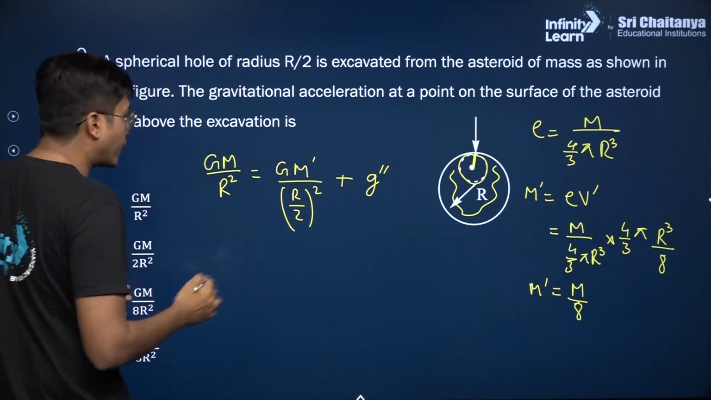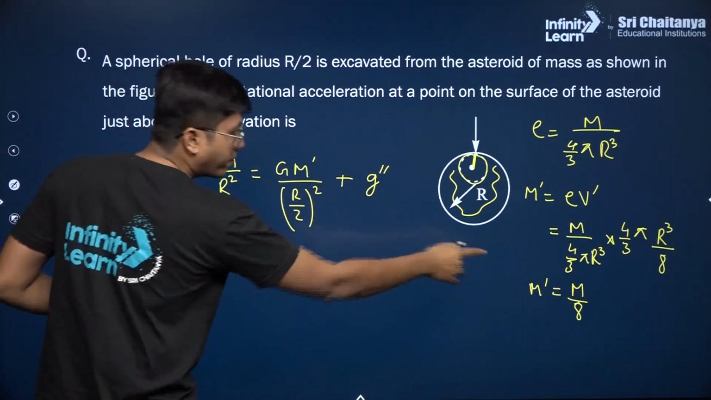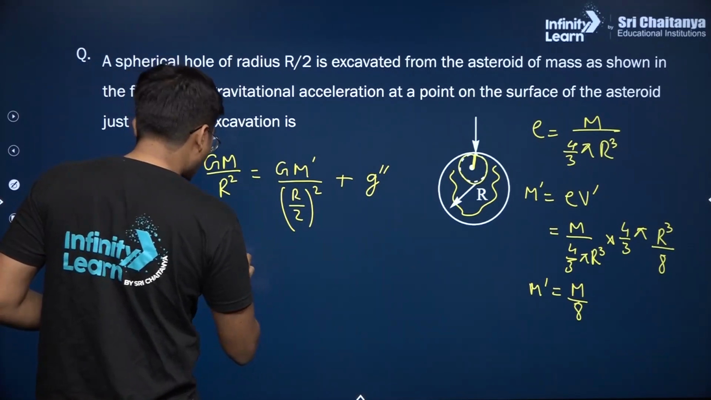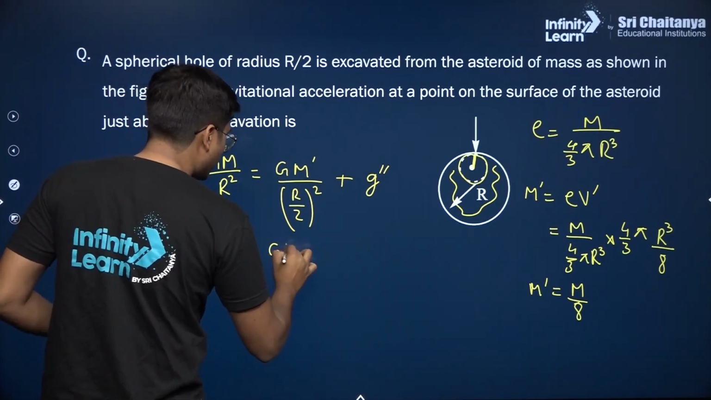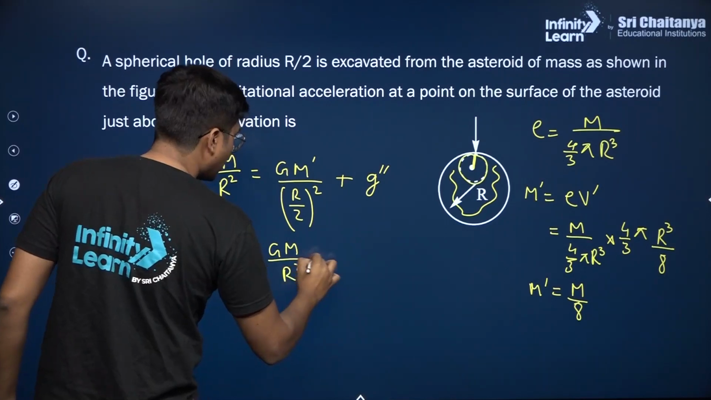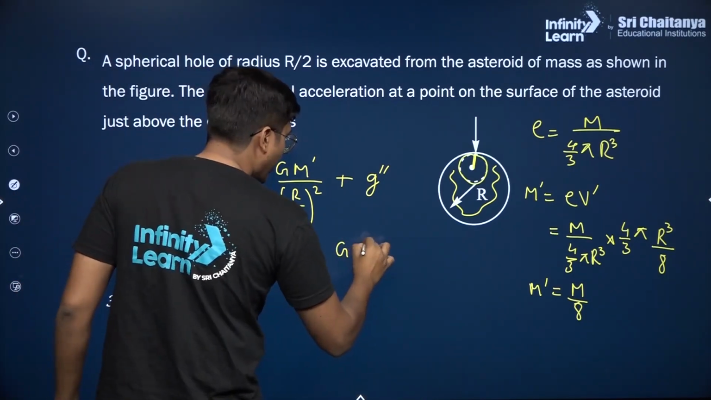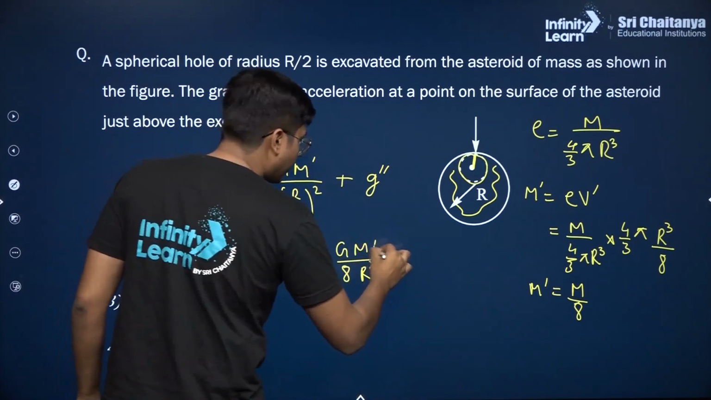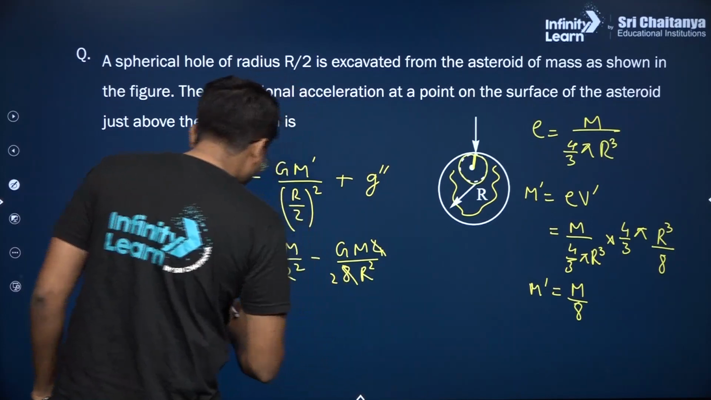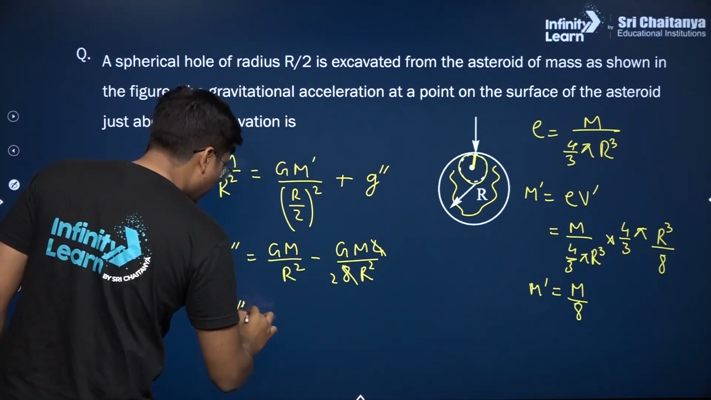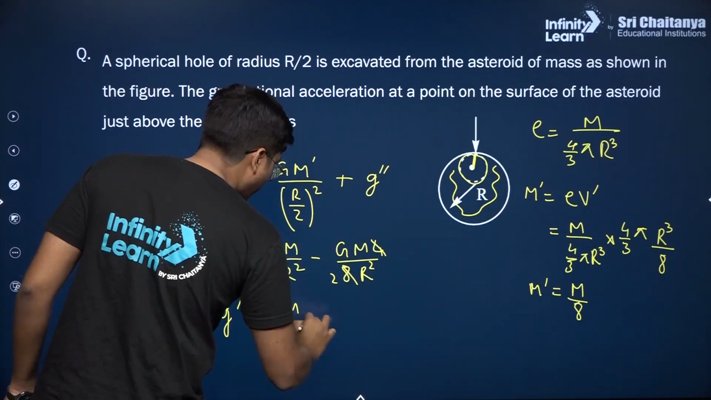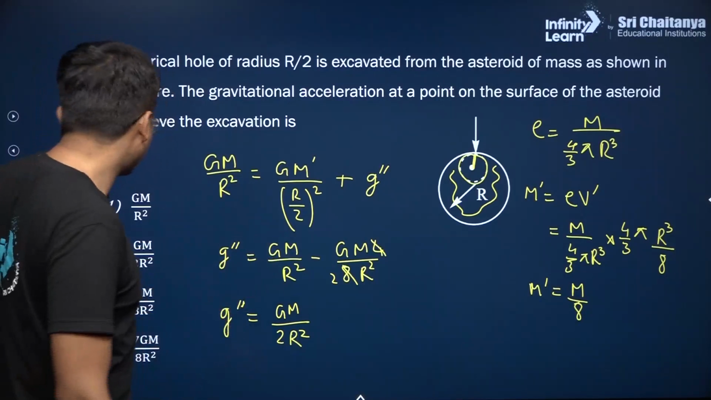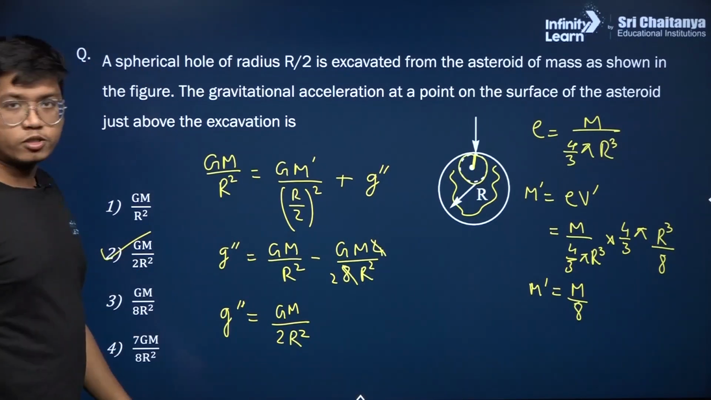Now from here on out, if you put m dash equal to m by 8 and r by 2 over here, this 2 goes up to make it a square. So your g dash becomes equal to GM by r square minus GM by 8 into r square, and this 2 square goes up as a 4, cancel out, you get a 2. So your g double dash becomes GM by 2r square. GM by r square minus GM by 2r square gives you GM by 2r square. So the correct option is option 2.